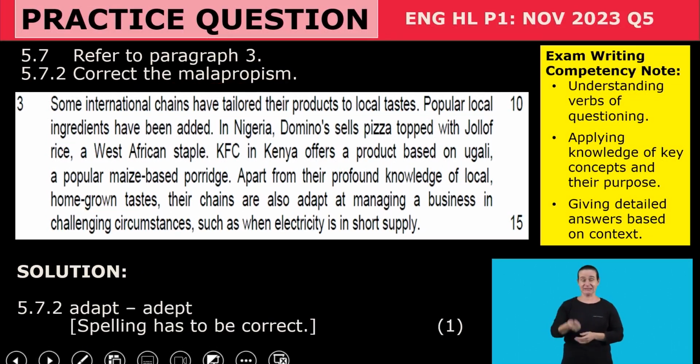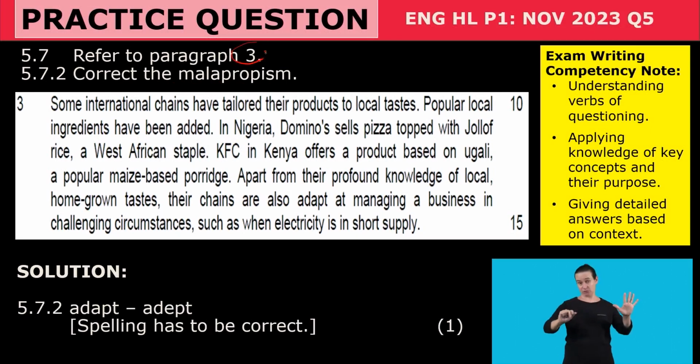Then question 5.7.2, we're still in paragraph 3, correct the malapropism. That, of course, is when an incorrect word that sounds similar to the word is used, but it means something different and it is also spelt differently. It's in the same sentence where we found the previous answer. We just read a little bit further. Their chains are also adept at managing a business, and the correct answer here would be adept with an E, which means skilled. Spelling must be correct for the 1 mark.